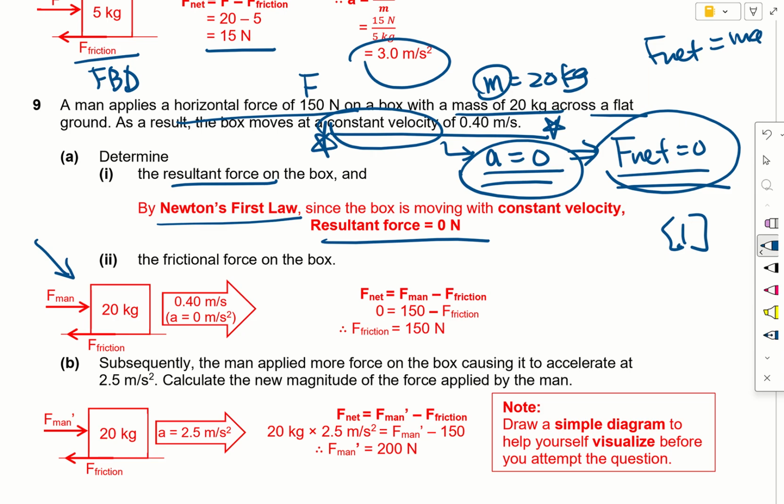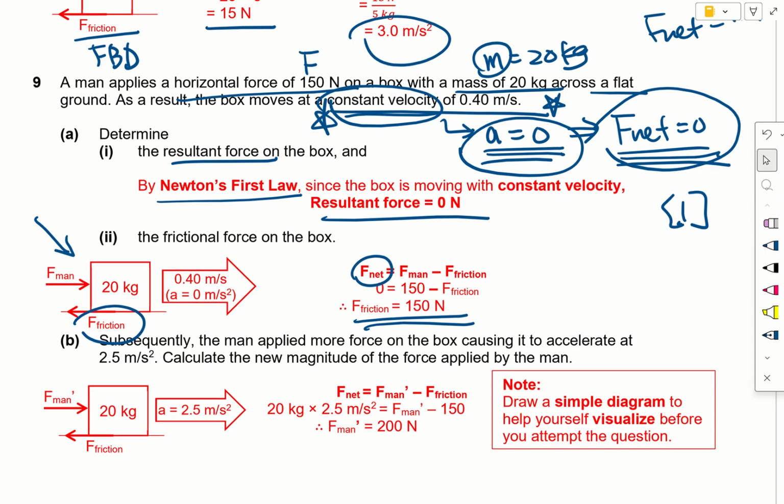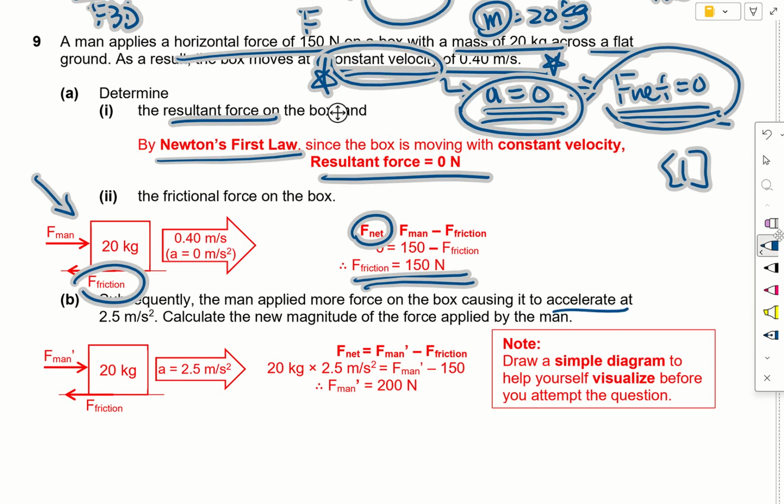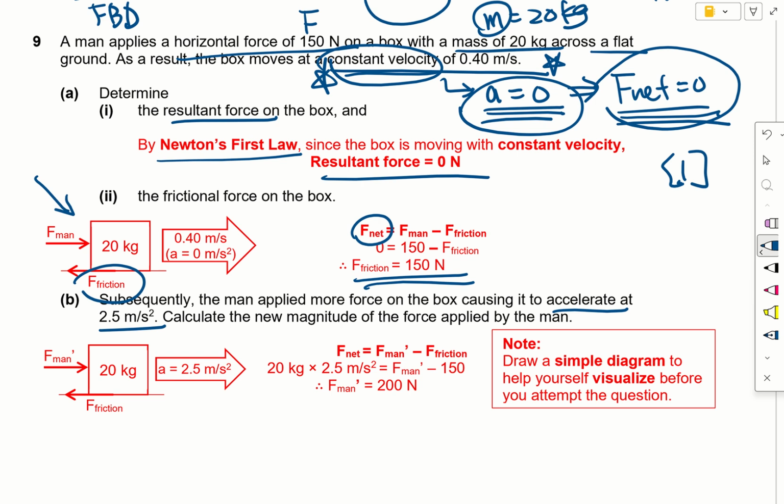But now there is no acceleration, because the question tells me that it moves with constant velocity, which means acceleration is 0. That means your F net equals 0. Therefore, the frictional force must be 150 Newton. It is equal and opposite, so that it cancels out, and therefore your F net becomes 0. Okay. Subsequently, the man applied more force, causing it to accelerate at 2.5 meters per second square.